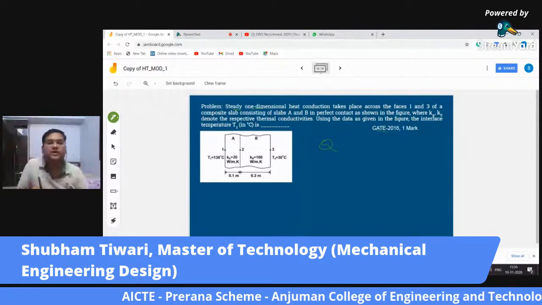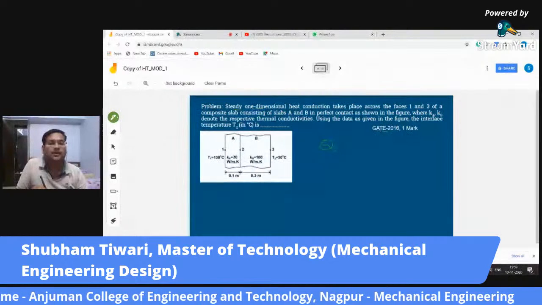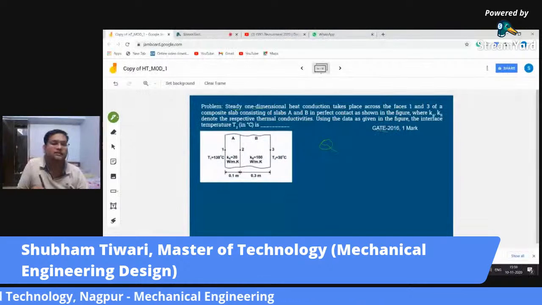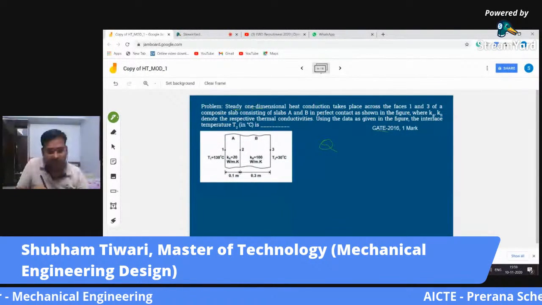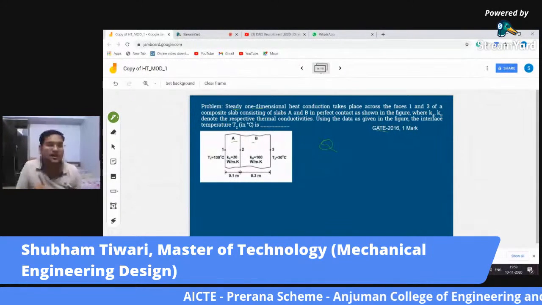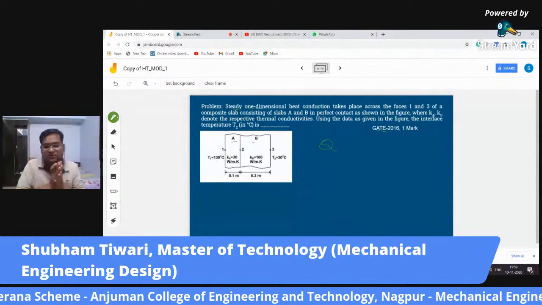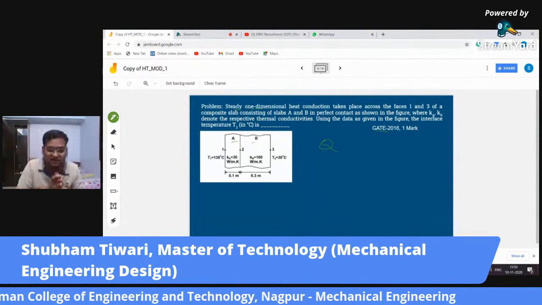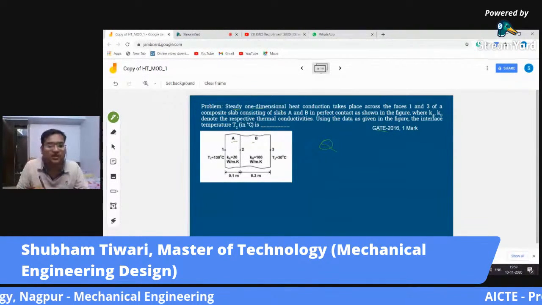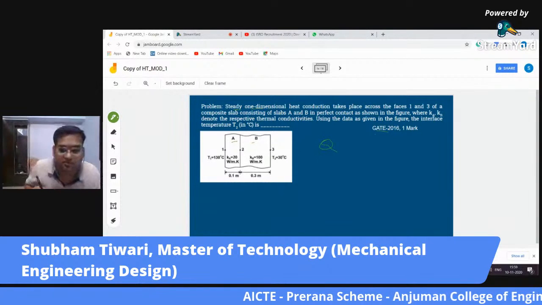One-dimensional heat conduction takes place across the faces 1 and 3 of a composite slab consisting of slabs A and B in perfect contact, as shown in the figure. So we have two walls, wall A and wall B, of two different materials, placed in series. You can see in the figure; the figure was provided in the question. You don't need to draw this figure in the exam, it will consume time.